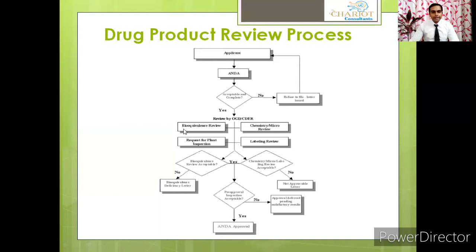For example, your bioequivalence review office will be different. The people who generally inspect your plant will initiate the plant inspection. Then the labeling review will be there. The chemistry review will be there. So after all those reviews, if your product doesn't have any discrepancies, finally your ANDA is approved. Generally, whenever a product is approved, you usually get a tentative approval, and finally your final approval.